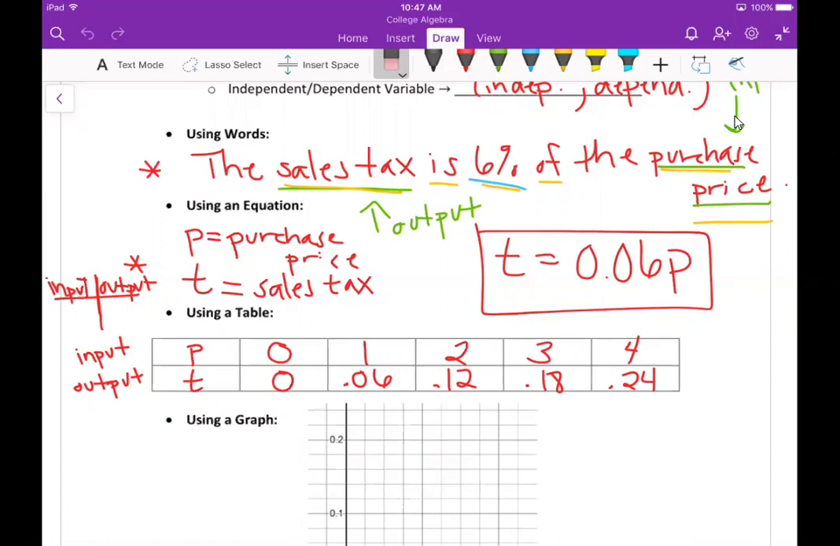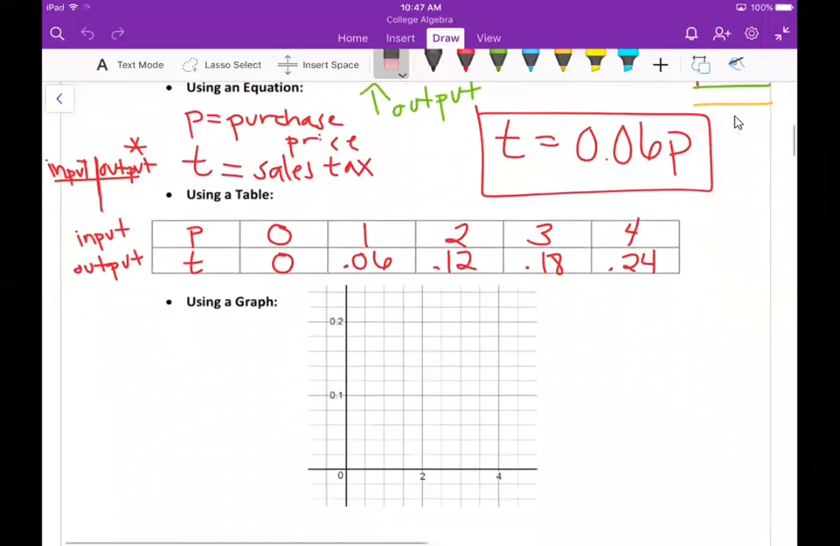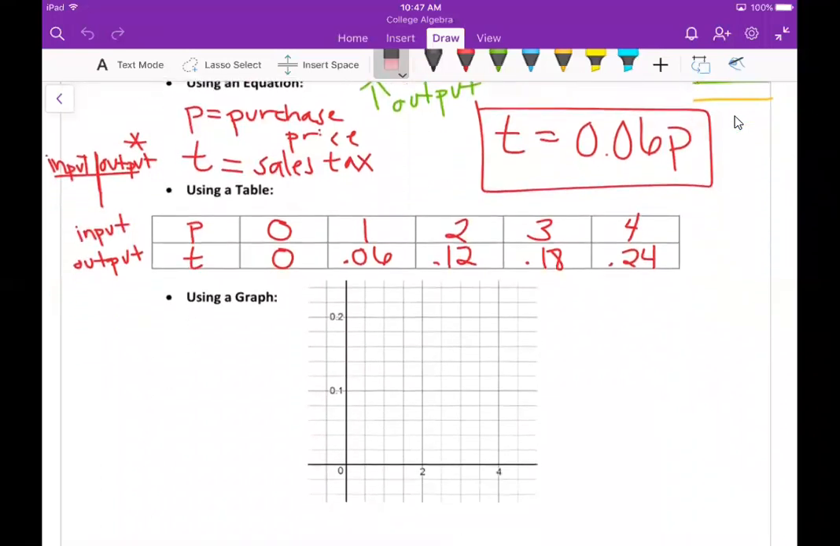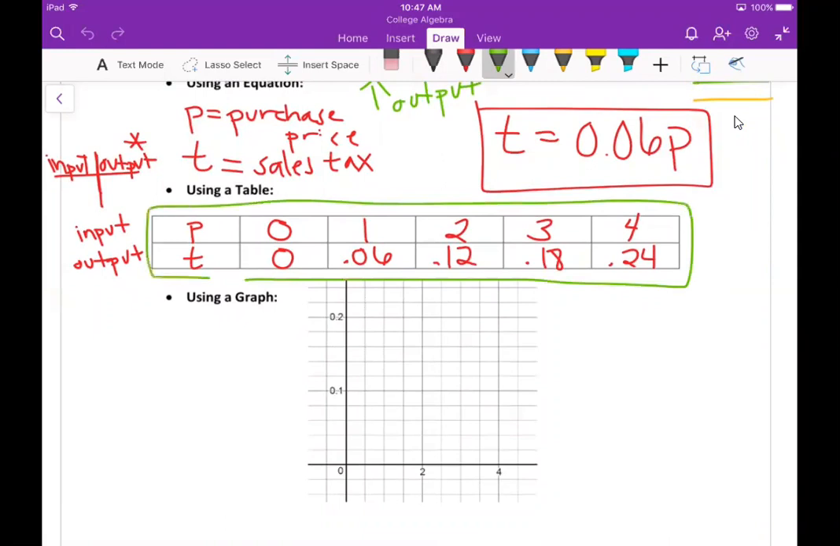So I've got words, I've got an equation, I've got a table, and then the graph is the one that we've kind of already looked at, right? We've looked at those scatter plots, and that's what we're going to create here. So let's use our table of values. We have a bunch of different coordinate points here that we know are true, and let's put those coordinate points on the graph to describe this relationship.